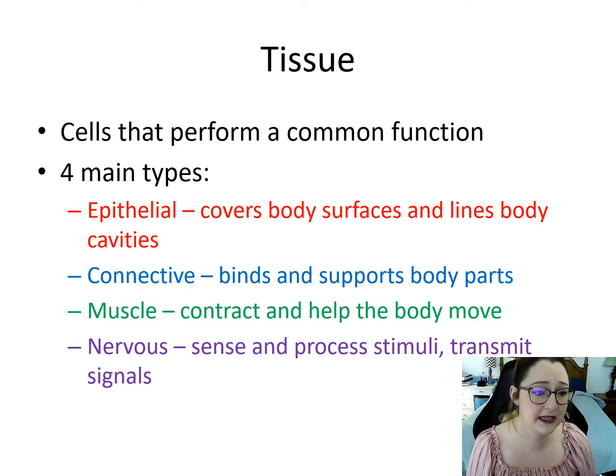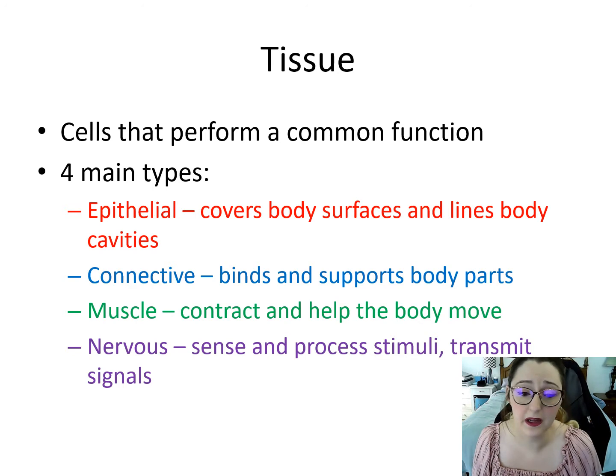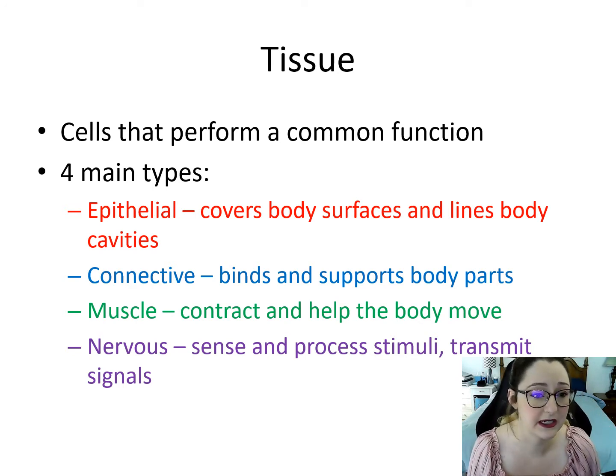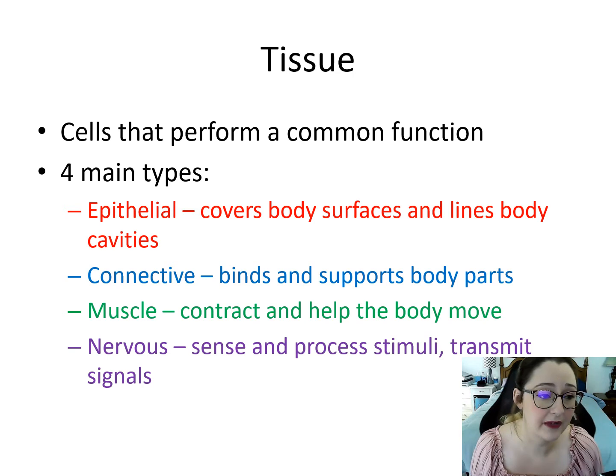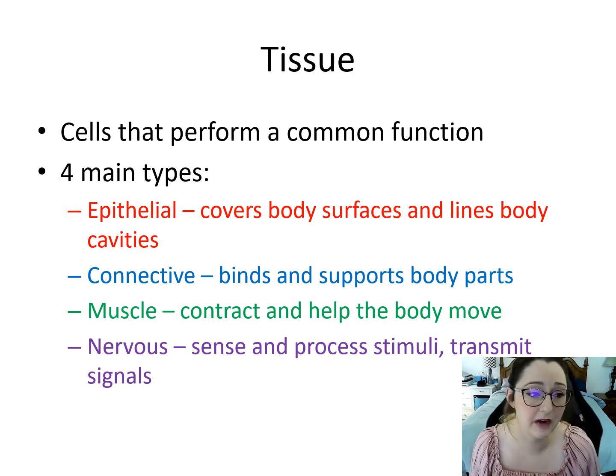So there are 4 types of tissues that I want you to know that we'll be covering in this section. Do know that cells perform a common function when they're together, and that's what makes up a tissue. The first type that we're going to cover is epithelial tissue. I do want you to know that this is going to cover body surfaces and lined body cavities, and we'll talk about the next 3 coming up here.